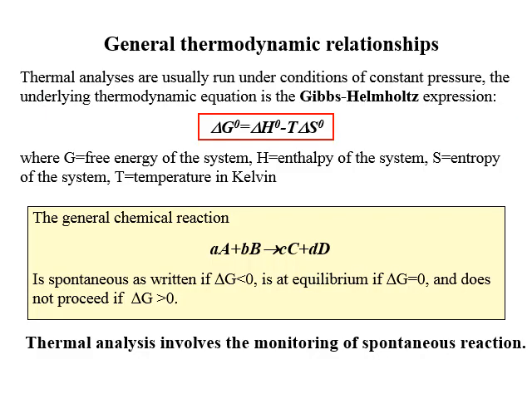Another slide. It's probably worth a quick rehash of some basic thermodynamics. Everyone should be familiar with the Gibbs-Helmholtz expression where delta G is equal to delta H minus the temperature times the entropy of a system. We all should know that general chemical reactions move forward spontaneously if delta G is less than 0. If delta G is 0, then it's at equilibrium, and a reaction does not occur if delta G is greater than 0. Thermal analysis obviously involves the monitoring of temperature and mass during spontaneous reactions.